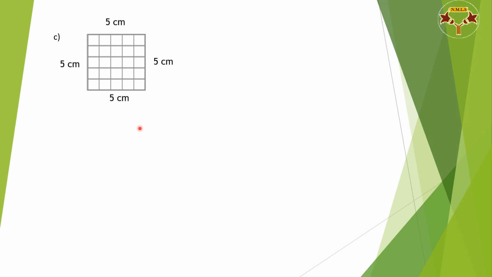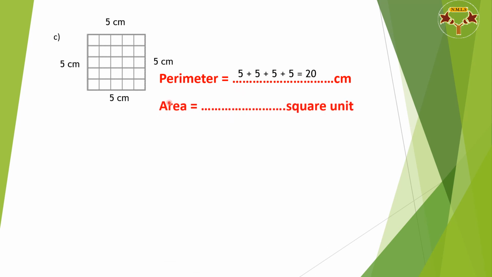because all of its sides are equal in length. If we want to get its perimeter, we know that perimeter, the sum of outer sides, okay? Then perimeter equals 5 plus 5 plus 5 plus 5. The answer will be 20 centimeter. If I want to get area, area of square equals side length times itself, okay? Or side length times side length. Then we will multiply 5 times 5. The answer will be 25 square unit. We can say square unit or centimeter square.